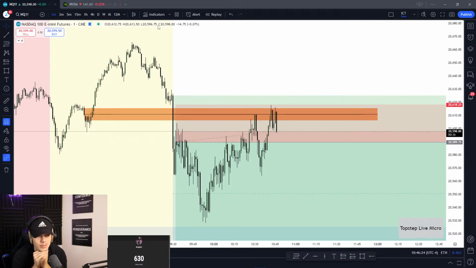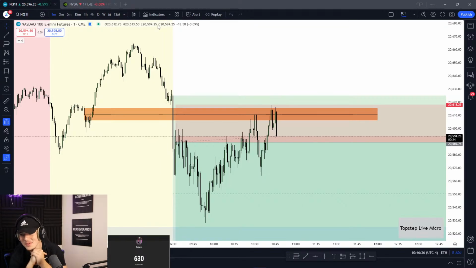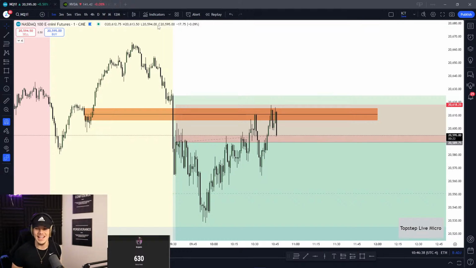Well, we broke a low, broke structure. I'm not gonna lie, there's a decent possibility that we win this trade now. I'm not gonna lie when I tell you I have a little bit more hope now.